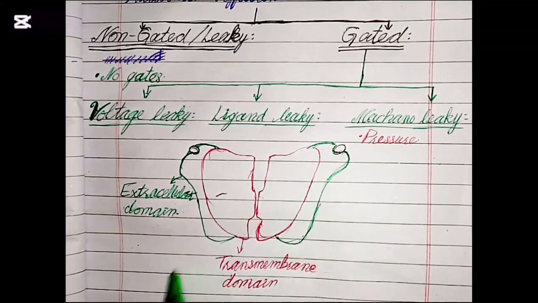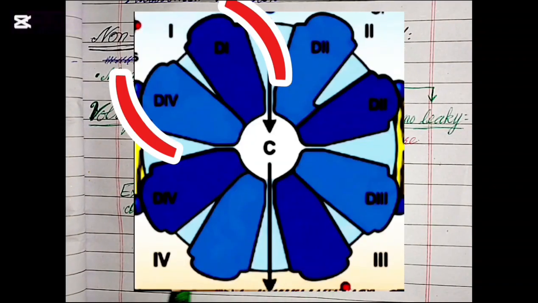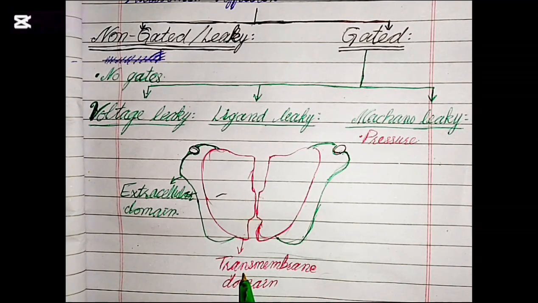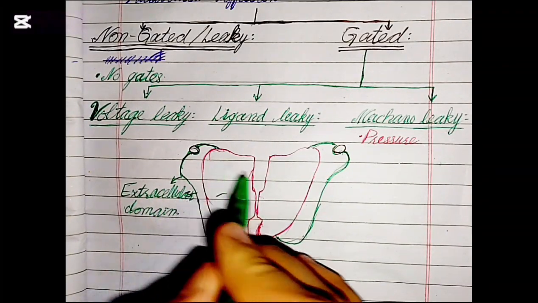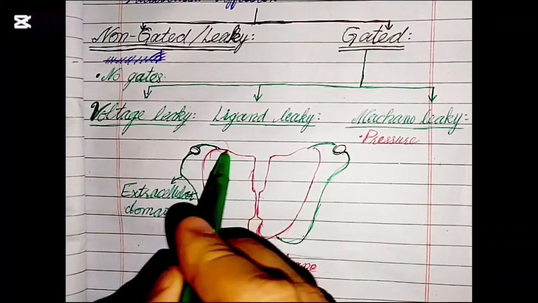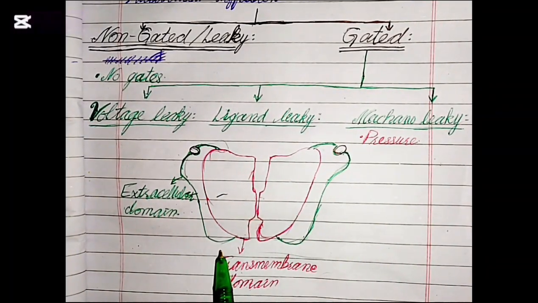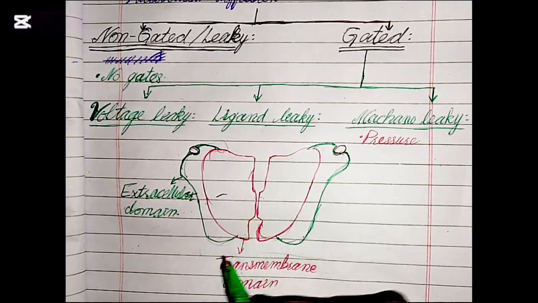So this is the structure of ligand gated channels. It is first divided into subunits, and here is the structure of one subunit. One subunit has two domains: one is the extracellular domain and one is the transmembrane domain. The transmembrane domain is wholly present inside the cell membrane, and the extracellular domain goes out of the cell membrane. It also has an intracellular domain which goes inside the cell.